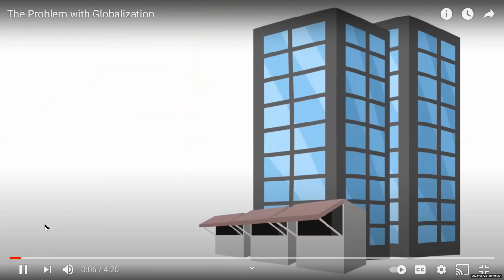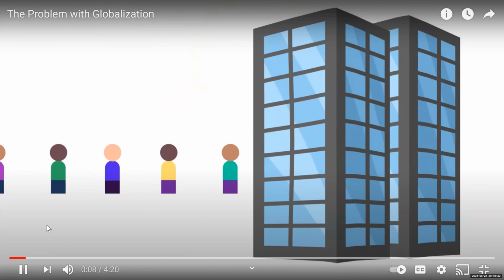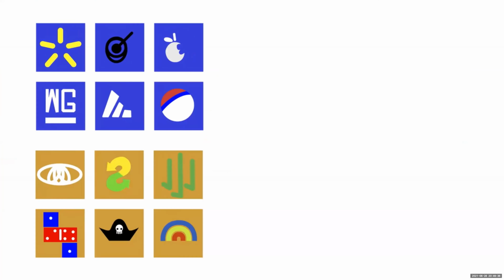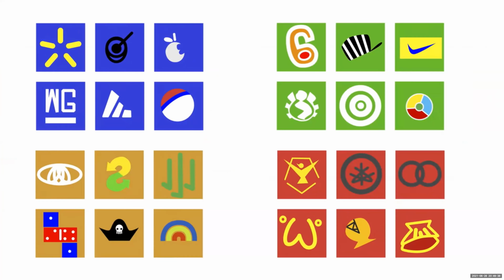Inequality. People lose jobs through outsourcing and the increased migration of foreign workers. Globalization also increases the roster of competitive companies.